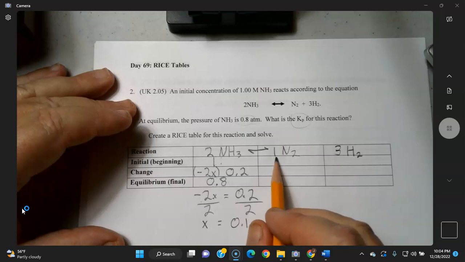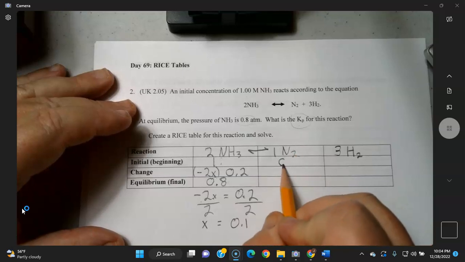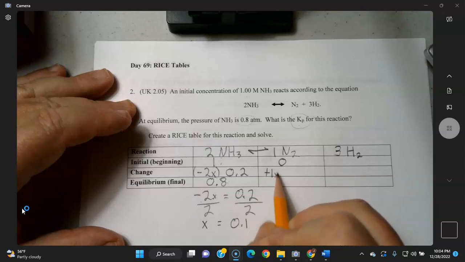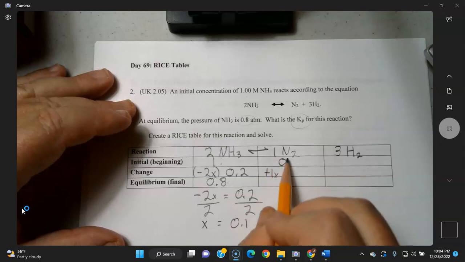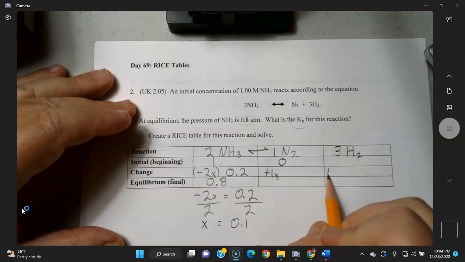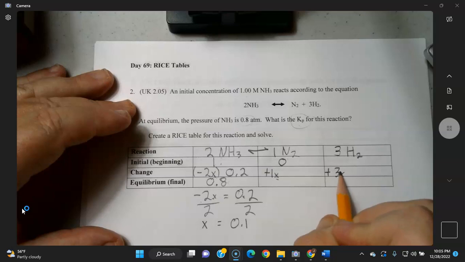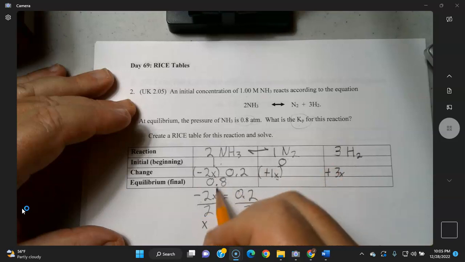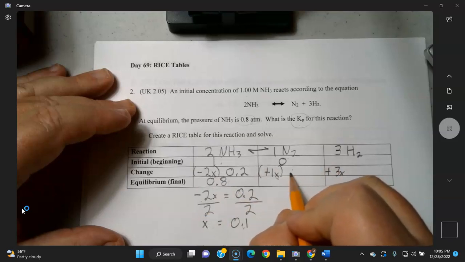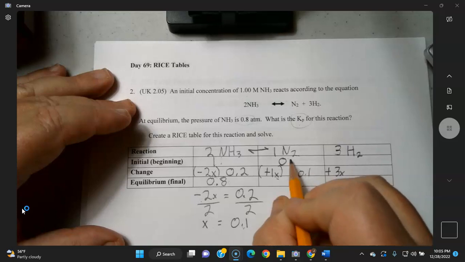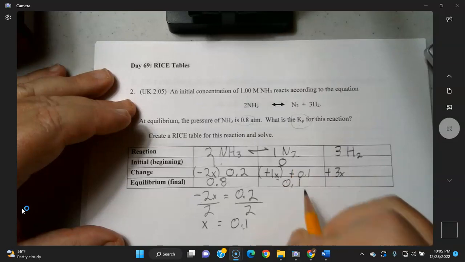So over here you have some unknown, so you're going to say it's 0. But now you know that this is going to be a plus 1x. Why? Because there's a 1 there, and it's a product, so it's increasing in value. So it's plus 1x. And this one over here is going to be a plus 3x. So we know what x equals. It equals 0.1. So I'm going to put that in parentheses, just so we know we're not actually subtracting that. We're just going to add this rather, 0.1. So that equals 0.1.